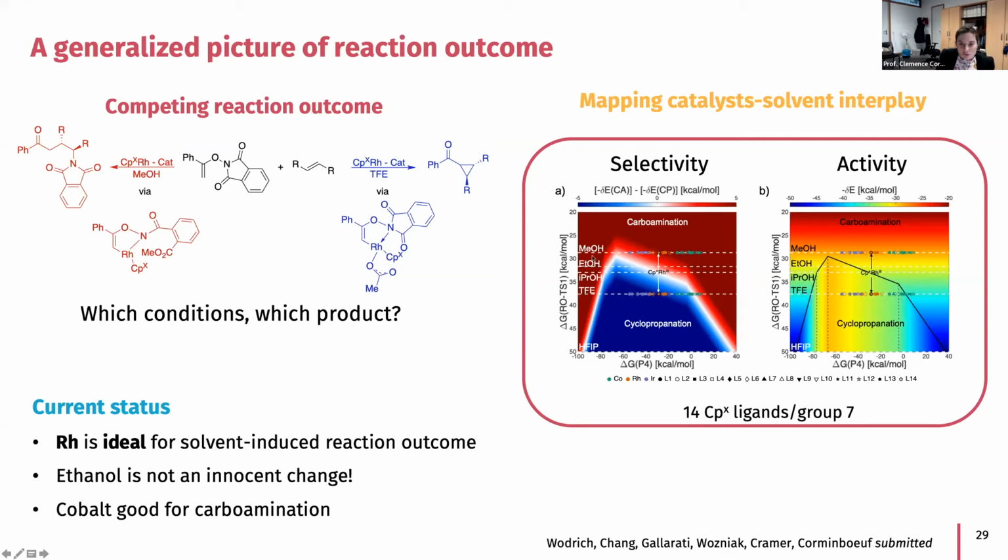And what we see here is that the map actually reproduces very well that with rhodium, if we are in TFE, we are much more selective, blue, for cyclopropanation. If we are in methanol, we are much more selective, red, for carboamination. And rhodium is really ideal for this solvent-induced reaction outcome, because you have good and distinct selectivity in the two solvents, and also very reasonable activity, that you see on the right plot.